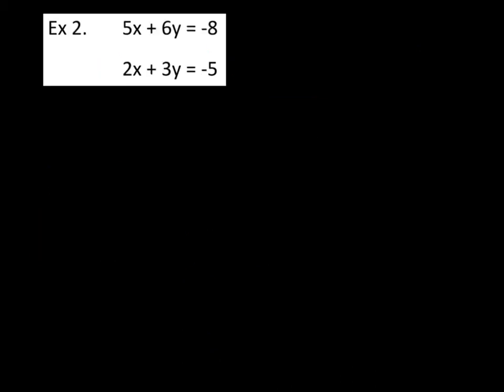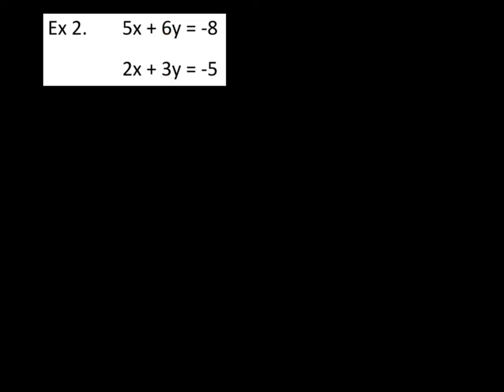Okay, our second example, again, you want to go ahead and get that copied down. Okay, it's 5x plus 6y is equal to negative 8, and 2x plus 3y is equal to negative 5. This one's just one step up in difficulty from the first one we tried. We don't have any coefficients that already are equal. We have a 5 and a 2 in front of our x's, and we have a 6 and a 3 in front of our y's.